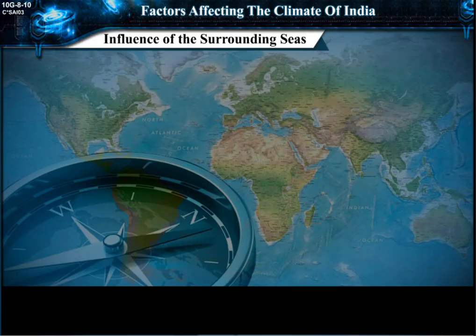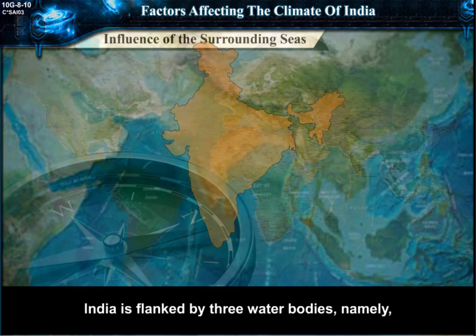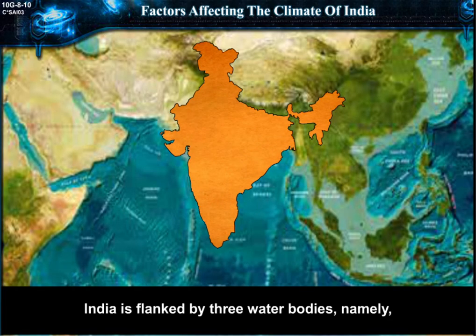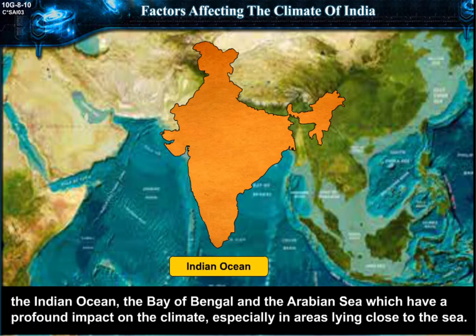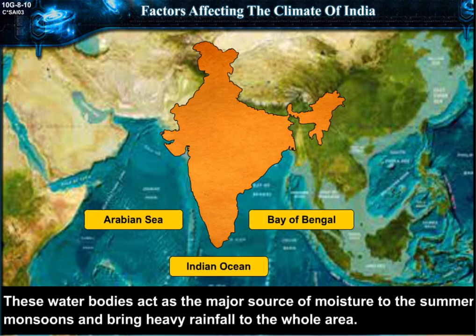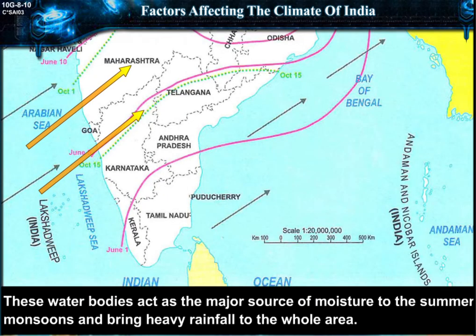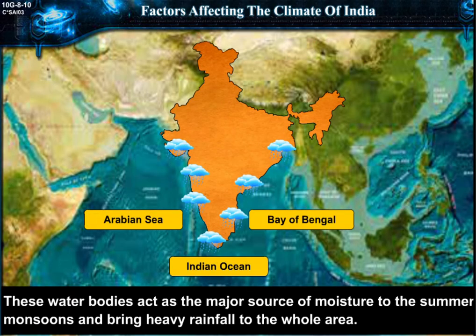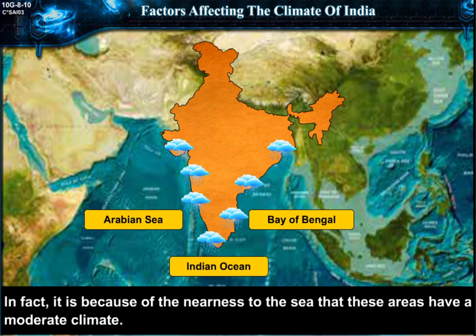6. Influence of the surrounding seas. India is flanked by 3 water bodies, namely the Indian Ocean, the Bay of Bengal, and the Arabian Sea, which have a profound impact on the climate, especially in areas lying close to the sea. These water bodies act as the major source of moisture to the summer monsoons and bring heavy rainfall to the whole area. In fact, it is because of the nearness to the sea that these areas have a moderate climate.